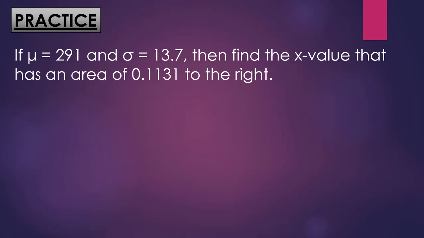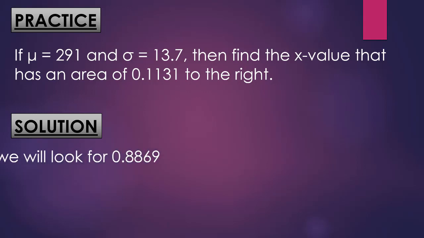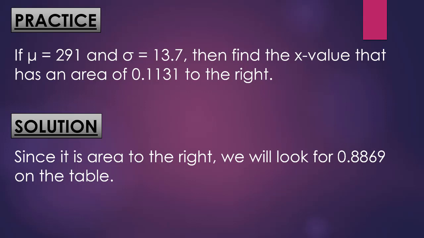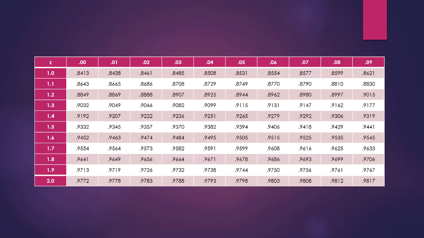Okay, so the solution here. First, we notice that 0.1131 is not area to the left. It's area to the right. So since it's area to the right, we have to do 1 minus that area, 1 minus 0.1131. And that gives us 0.8869. That'll be the area to the left because we always look up the areas to the left on the z-score table. So we go to the table and we look for 0.8869, and it's right here, and that corresponds to a z-score of 1.21.